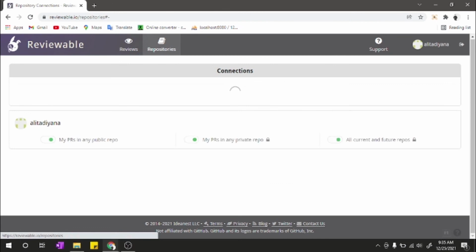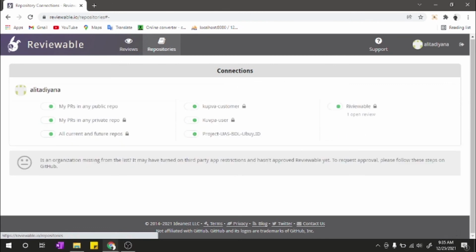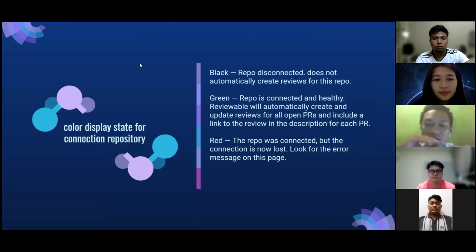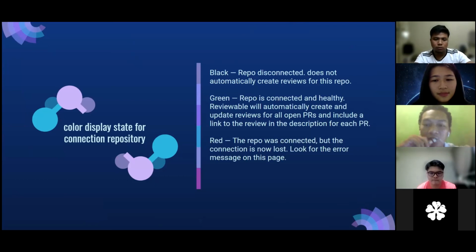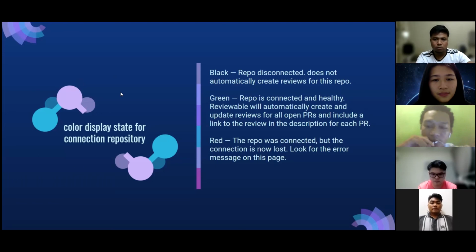Okay, for the status of repositories, there are three statuses. The first is black. The repository is disconnected, so Reviewable does not automatically connect to it for review. Next is green. The repository is connected and healthy, so Reviewable automatically creates and updates reviews. And the last is the red status. The red status means the repo was not connected, but the connection is now lost. Okay, that's all for me.